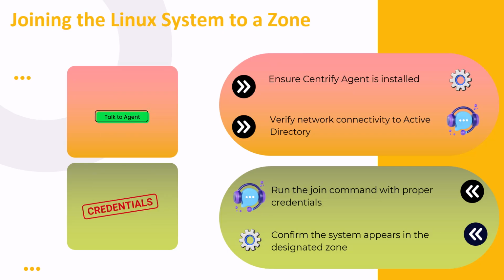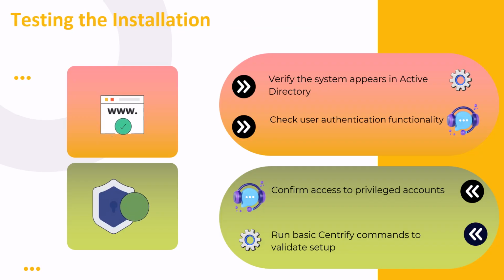Alright folks, let's get that Linux system into its designated zone. First, we need to ensure the Centrify Agent is installed. No agent, no fun. Then let's check that we have solid network connectivity to Active Directory. Without it, we're stranded. The magic happens with the join command. Run it with the right credentials. Finally, let's double-check that our system shows up where it's supposed to. Easy, right? Installation done. Great.